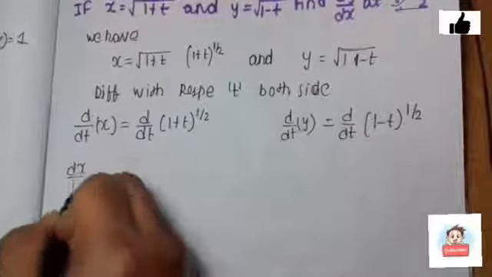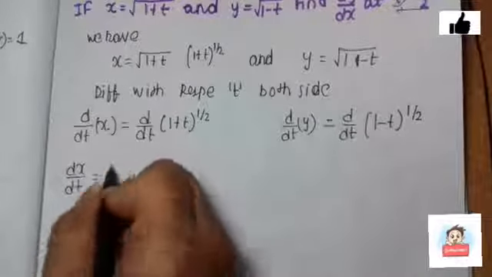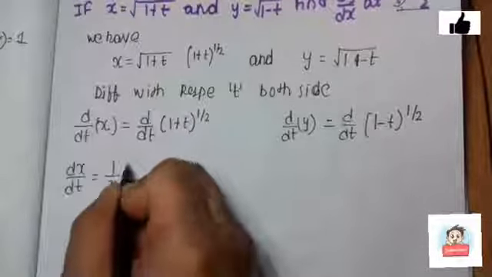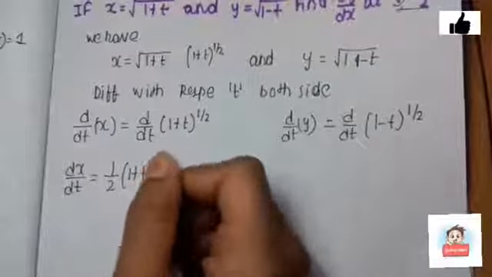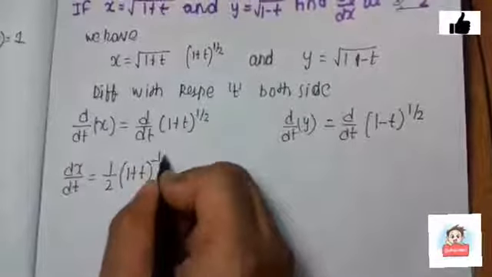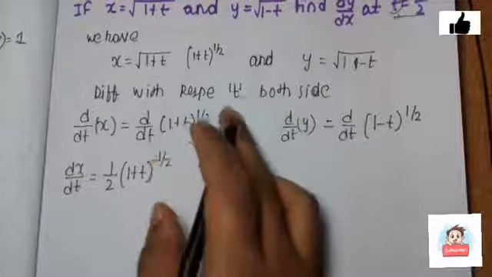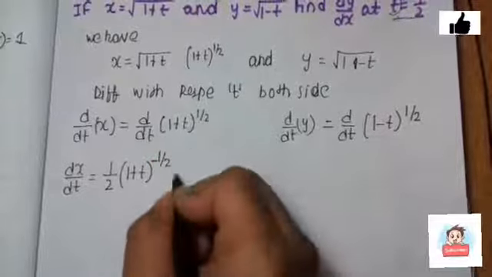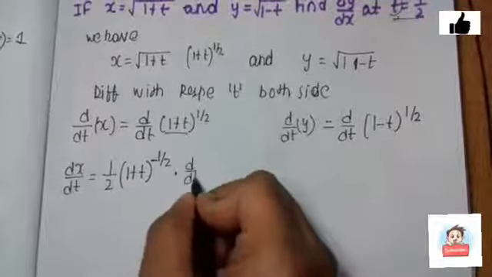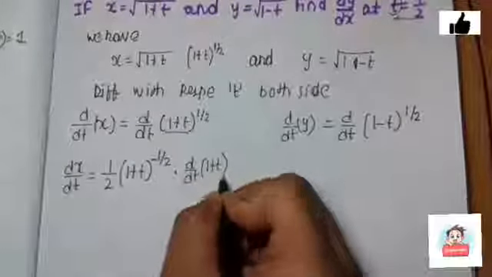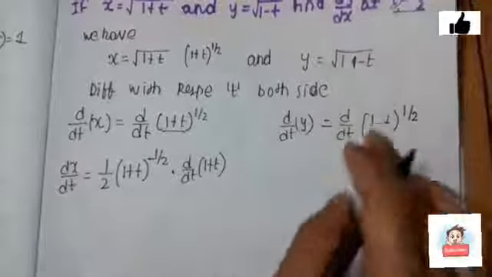dx by dt equals to half into 1 plus t, over here it comes to minus half, because half minus 1 comes to minus half. Now we will differentiate the value d by dt of 1 plus t. We will do it in the next step. Now we will solve this one.